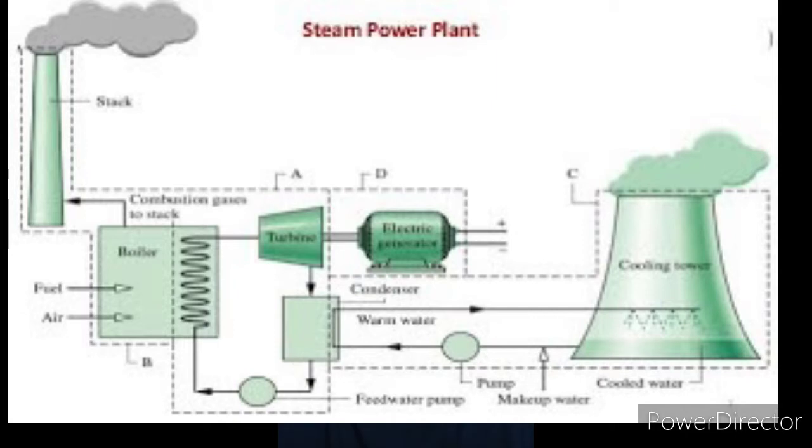A steam power plant consists of a boiler, steam turbine, a generator, and other auxiliaries. The boiler generates steam at high pressure and high temperature. The steam turbine converts the heat energy of steam into mechanical energy. The generator then converts the mechanical energy to electric power.